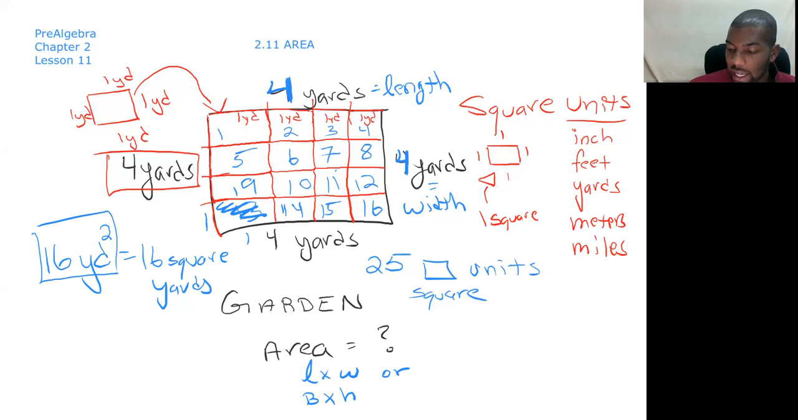All right, let's try another problem. Let's say I had a rectangle.